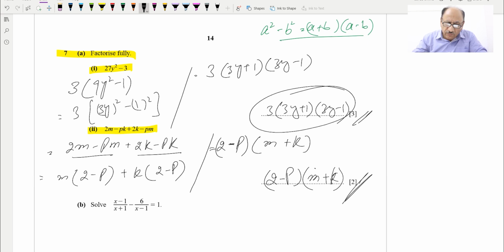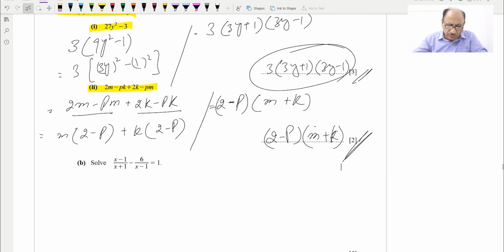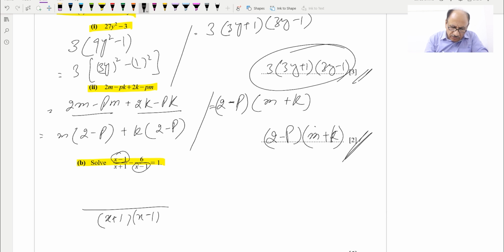Algebra will be like 25% to 30% of the paper, so it's very important to focus on algebra. So B part, solve this. So we need to solve this one. What we can do is make lines: x plus 1 and x minus 1, and this one multiplied with this will be x minus 1 square, and minus 6 into x plus 1, and this is equal to 1.